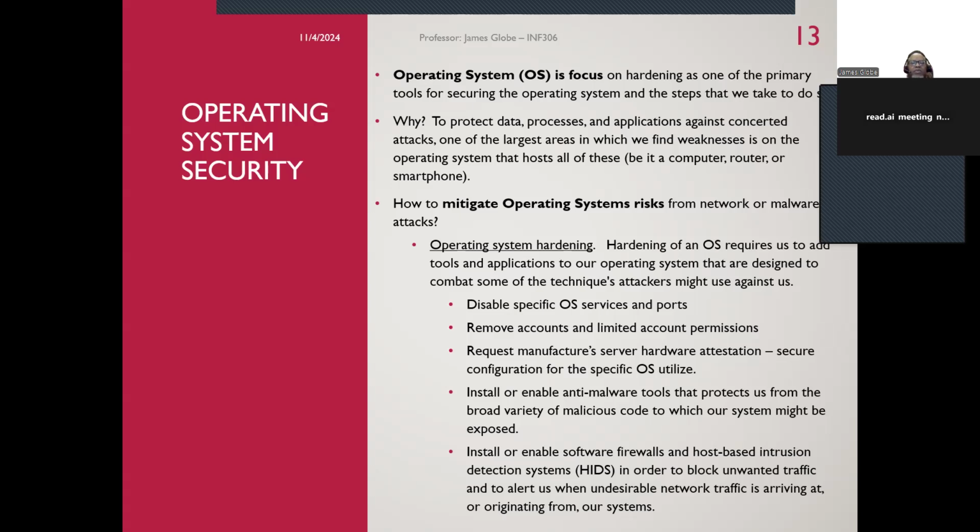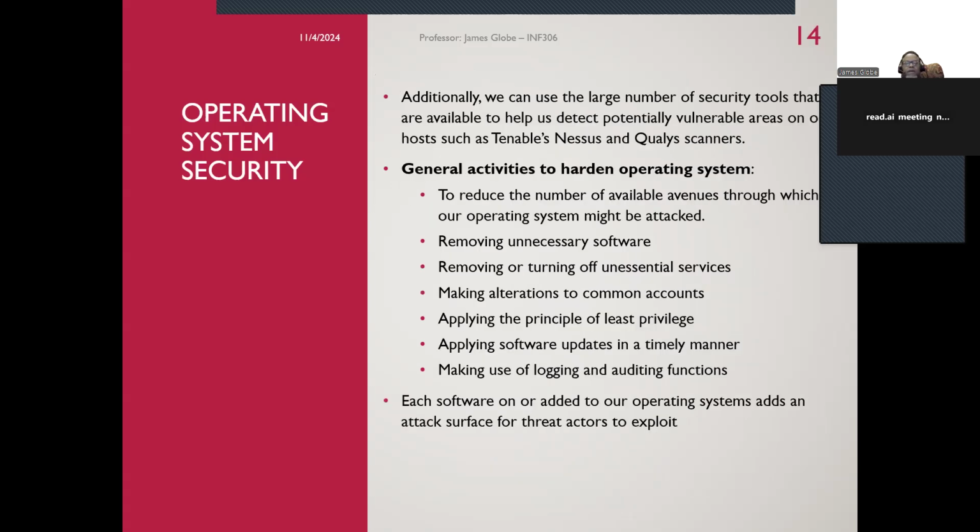Some of the things that will help you harden an operating system include: disable specific or unused services and ports; remove accounts, in particular accounts with enhanced privileges that are not being used; limit account permissions, or enforce least privileges; request manufacturer hardware attestation, so a secure configuration from the vendor, or recommendations on how to secure their product; install or enable monitoring software such as antivirus software or EDR software; and install either an application firewall or host-based intrusion detection system, or the modern way of saying that, endpoint detection and response software.